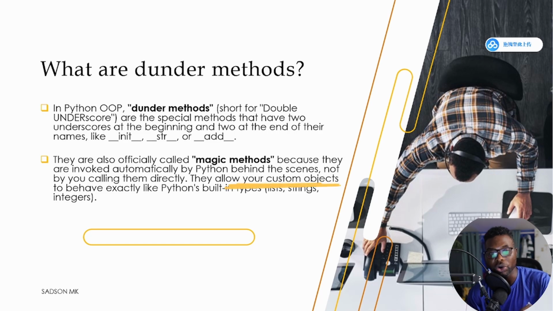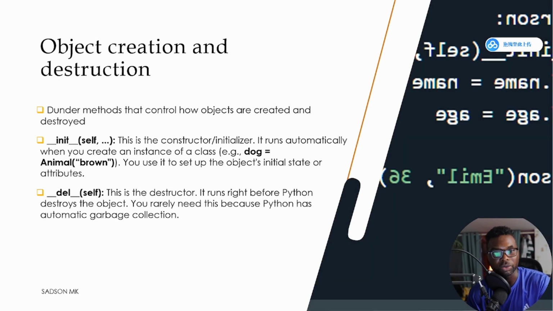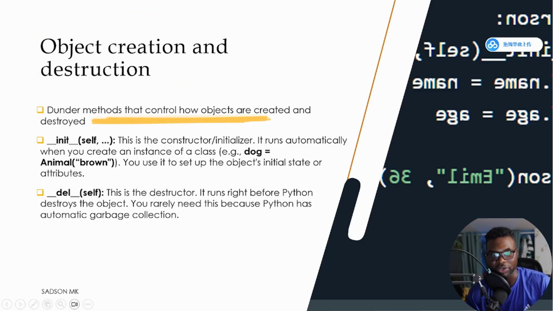They allow your custom objects to behave exactly like Python's built-in types. Almost everything in Python is an object, and those built-in data types are objects, and they have a certain behavior. And so if you want your custom objects to behave like those built-in types, you have to use these double underscore or the magic methods. So these Dunder methods can be grouped based on what they do. Here is the grouping. The Dunder methods that do object creation and destruction. These are Dunder methods that control how objects are created and destroyed. I have listed a few here, but there could be more.